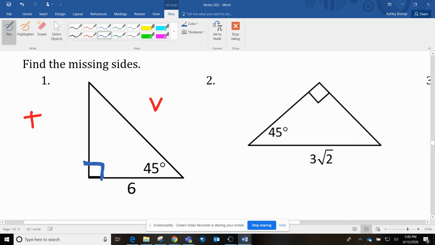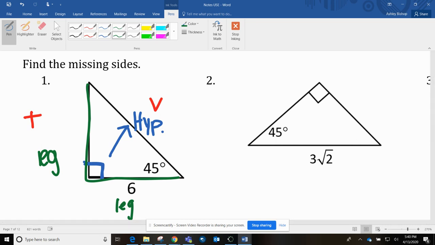So here's my right angle, and across from that is going to be my hypotenuse. And then based on what we just learned, the remaining 2 sides are going to be my legs. So this is a leg, and this is a leg. If you have questions up to here, please pause this video and send me a message. I will happily help you. Again, T and V are just what we're going to call the missing sides so that we know what our answer is going to be.